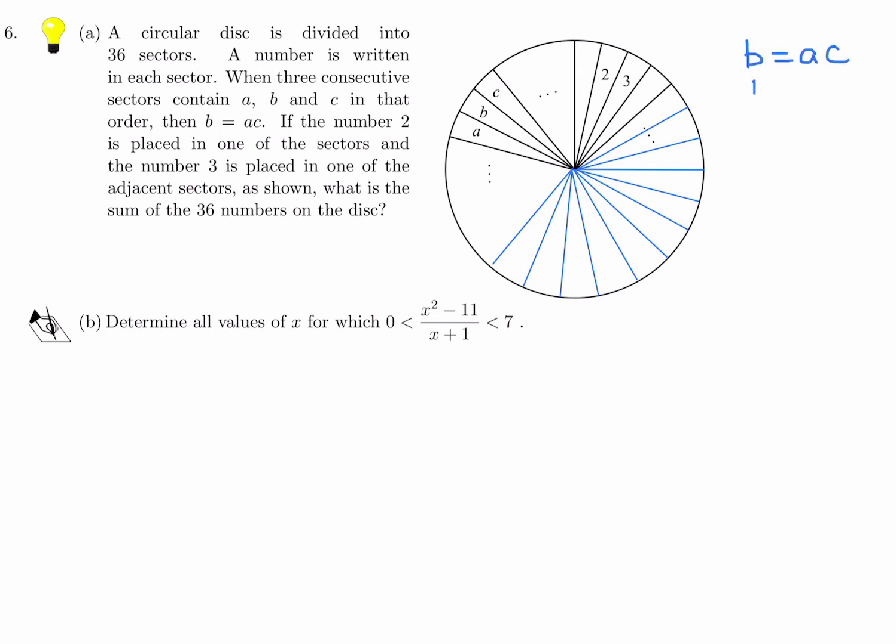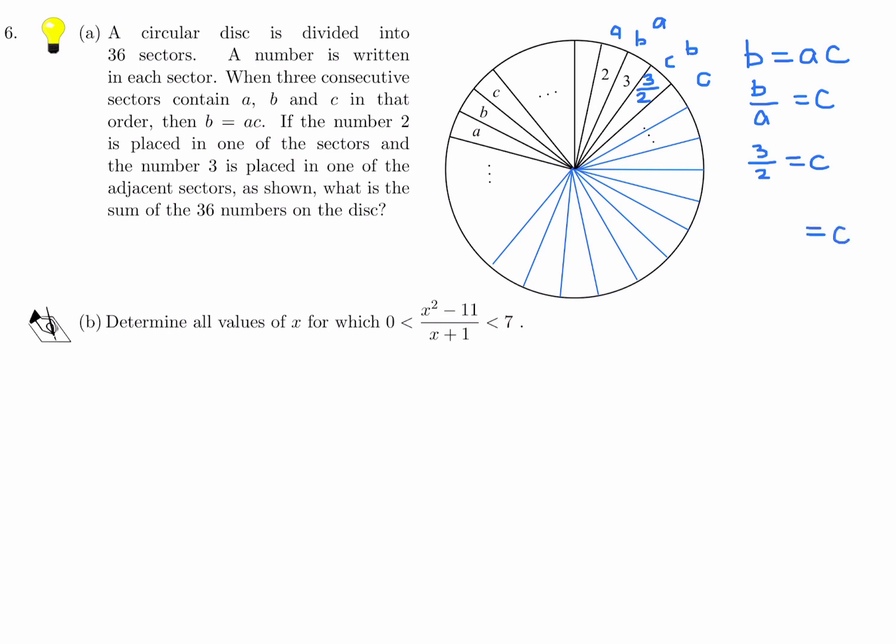So, for example, if this was A and this was B and this was C, and I wanted to figure out what goes in here, I would just use this formula, that C is equal to B over A. Well, B in this case is 3, A is 2, so C is 3 over 2. So let's put that in there, 3 over 2.